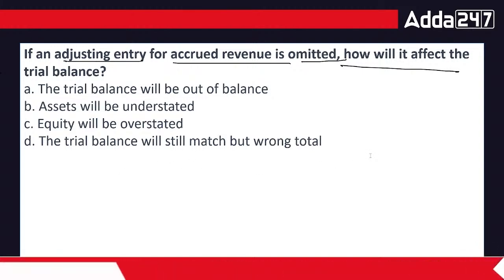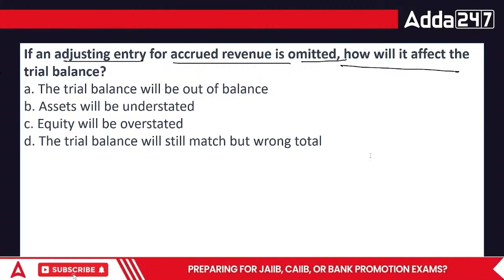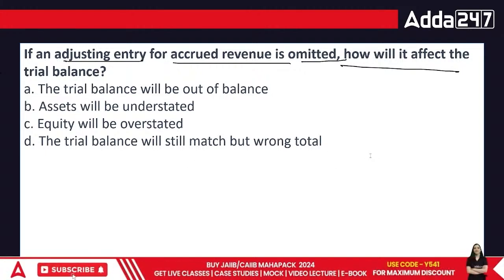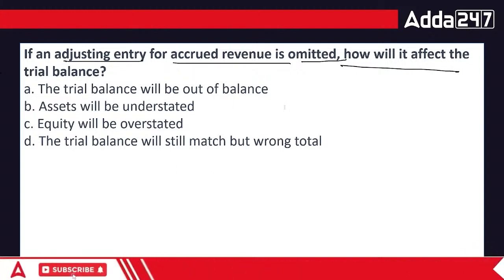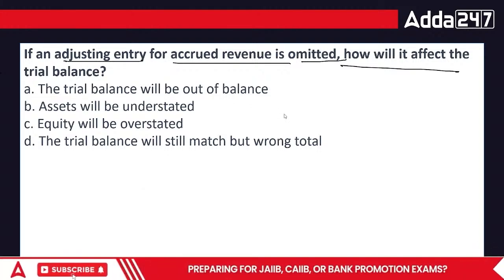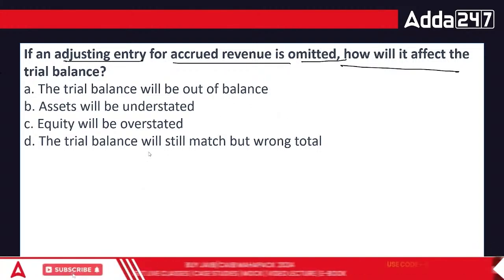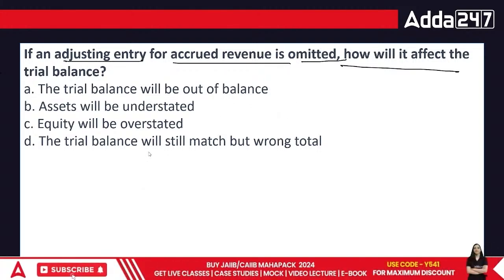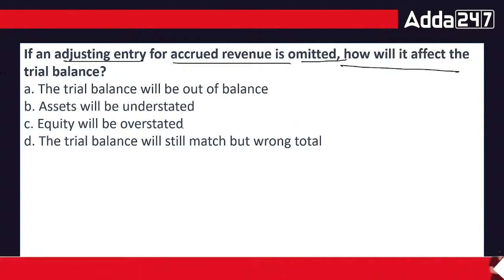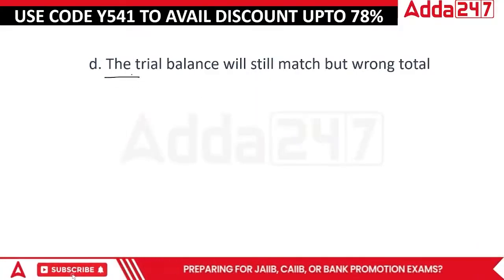Just paraphrasing the question a little bit better. When you didn't note something on the debit side, you didn't note something on the credit side. Obviously, the thing is missing from both the sides. So technically, there won't be a problem. So what is the issue that we'll be solving out? The trial balance will match, but the total would be wrong. Okay, the answer is D.